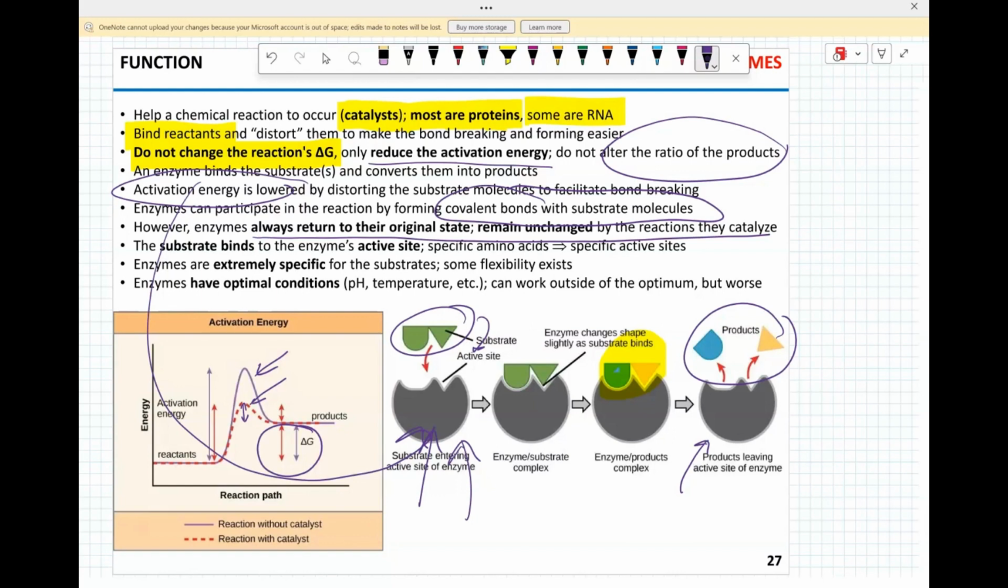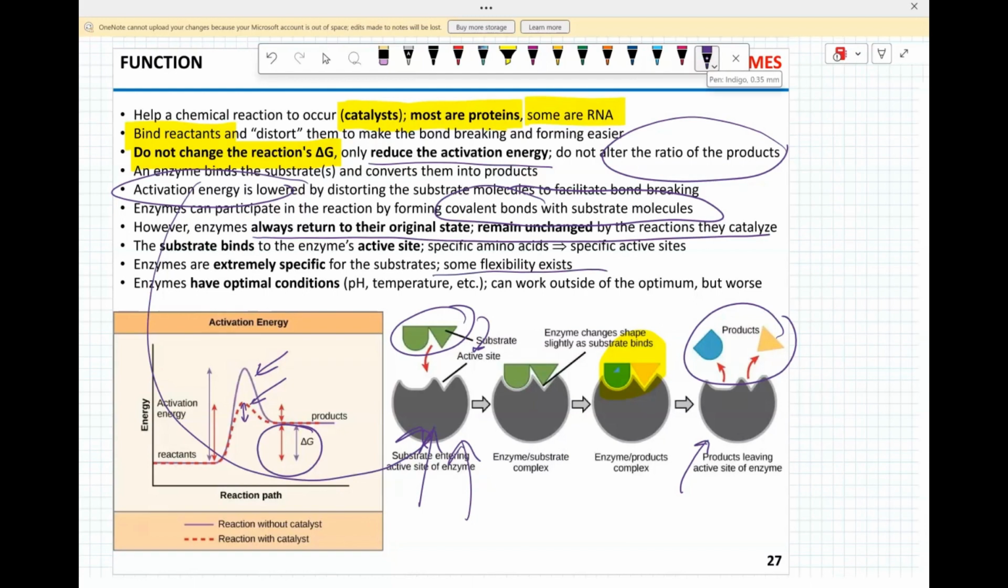The substrate binds to the active site of the enzyme, and since each active site has a unique set of amino acids, that explains the very high specificity of the enzymes. The active site of an individual enzyme will be specific to its own specific substrate. There is some flexibility to the rule, but there is not much.